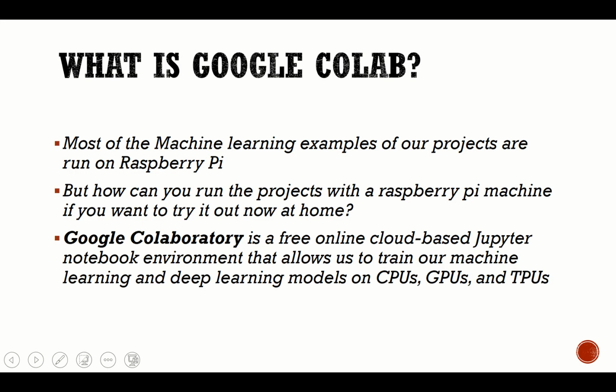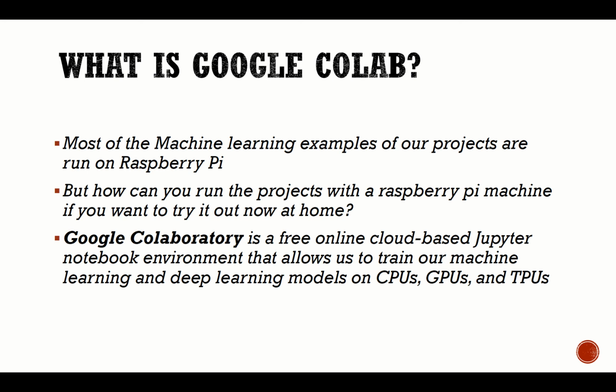Okay, first of all, what is Google Colab? Most of the machine learning examples and projects that you have seen so far and selected run on the Raspberry Pi because we are using Python programming and Python code. But since many of you do not have a Raspberry Pi at home to try out yet, how can you try some of these projects without having such a machine or Python installed at home on your computers?